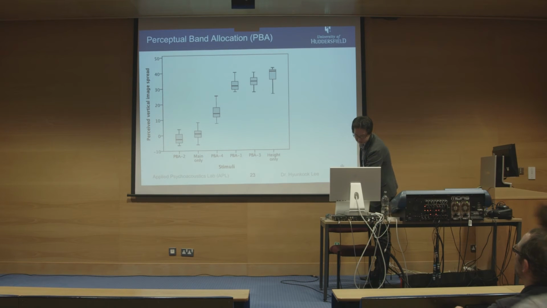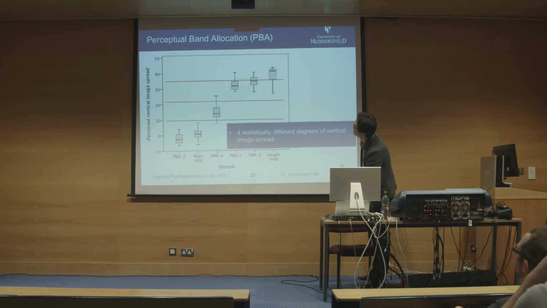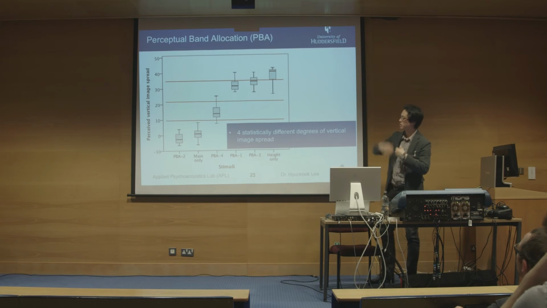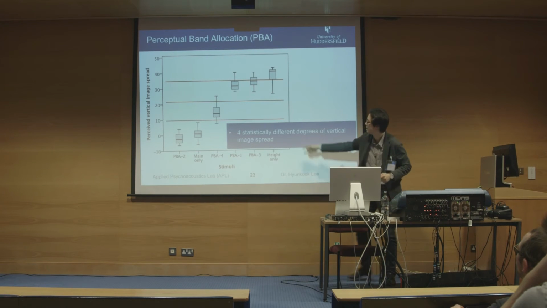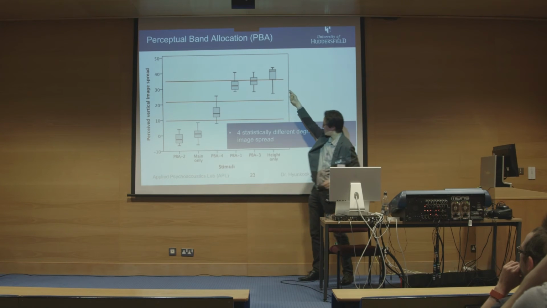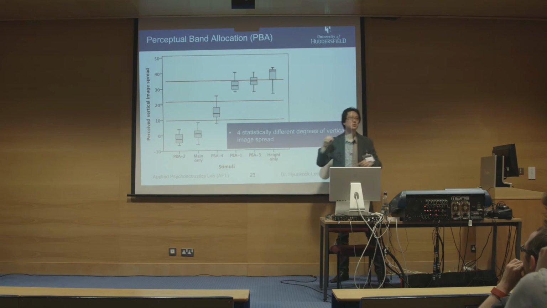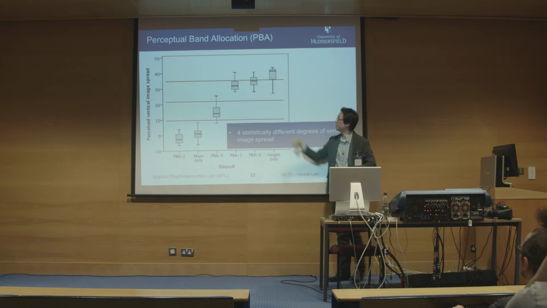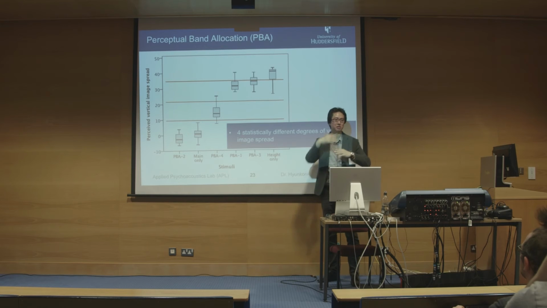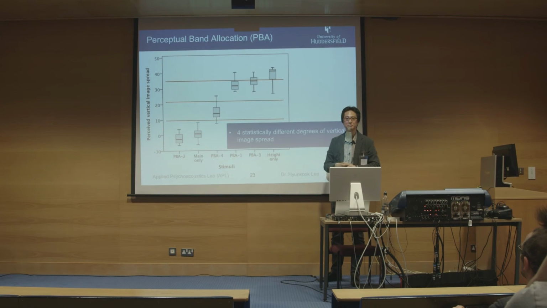From the listening tests we conducted, we had this result. People clearly perceived different image spread. We have 4 statistically different degrees of vertical image spread. Interestingly, the height-only condition, when all the signals are produced from the height layer only, was found to be the widest condition of all stimuli.